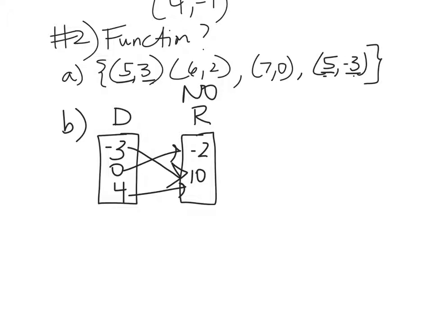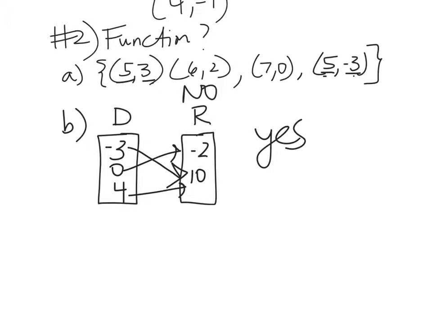The y's are all mixed up. They're weird. But the x's, only one arrow can come off the x. As soon as I draw an arrow from 4 now to -2, that's not a function anymore because 4 can't go with 2 of those. So this would be yes, it is a function.